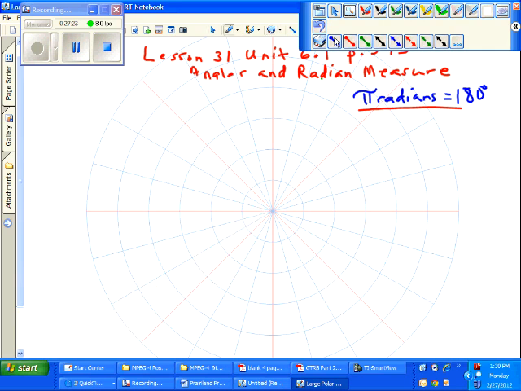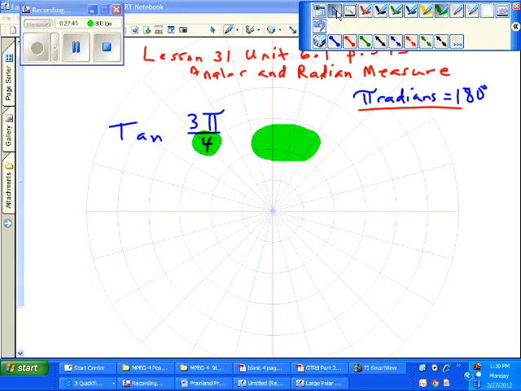Okay, let's say that we had the tangent of 3 pi over 4. Now, the first thing you need to think is, as we go back into our degree stuff, what degree angle is that? Well, 180 divided by 4, 45. So my reference angle is 45. Where am I at?